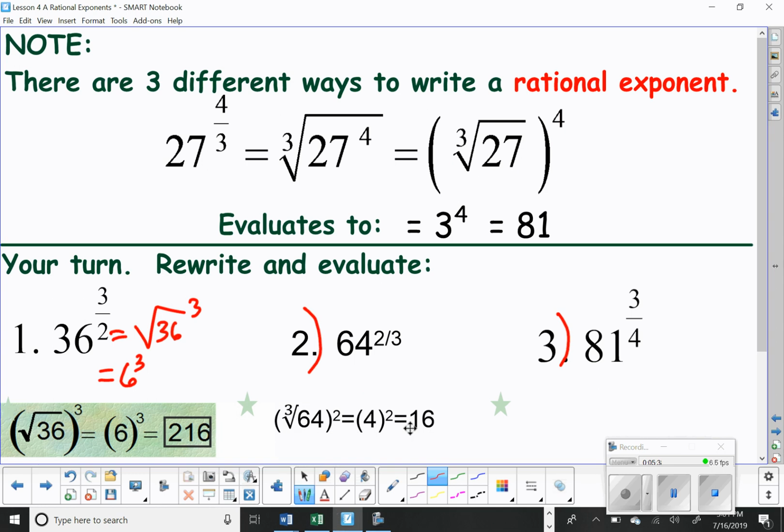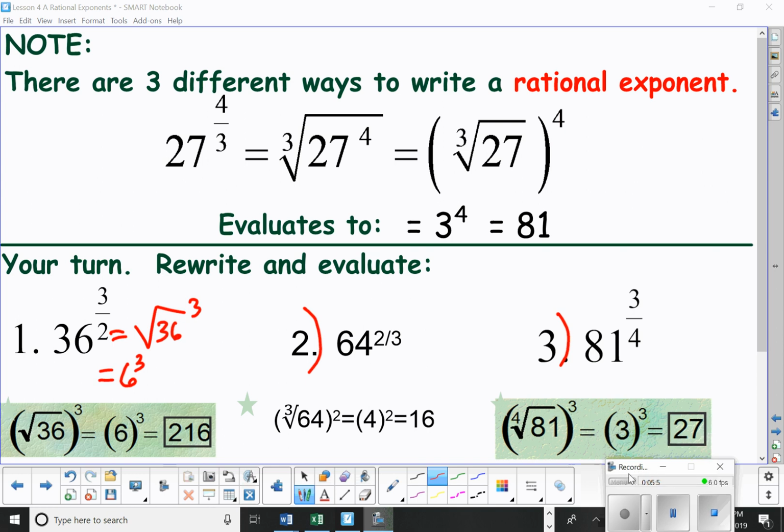Okay, were you successful? Notice here I took the cube root of 64, which is 4, and then I squared it to get 16. Over here, I took the 4th root of 81. The 4th root of 81 is 3, and then I cubed it. It's a whole lot easier than cubing 81.